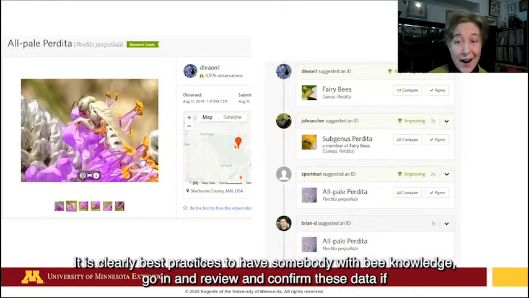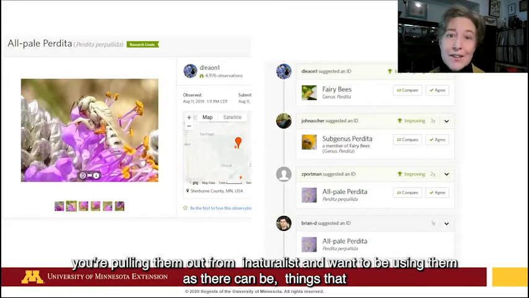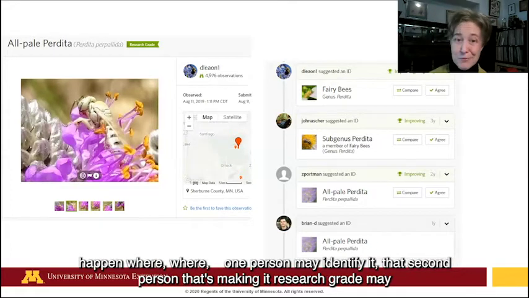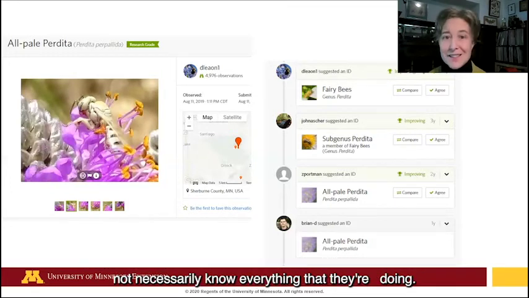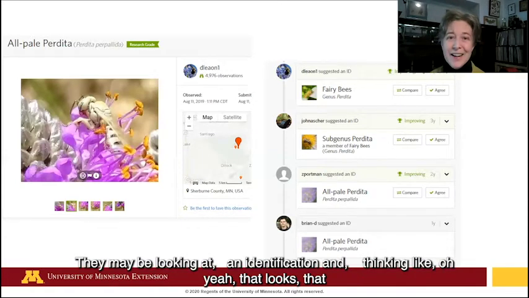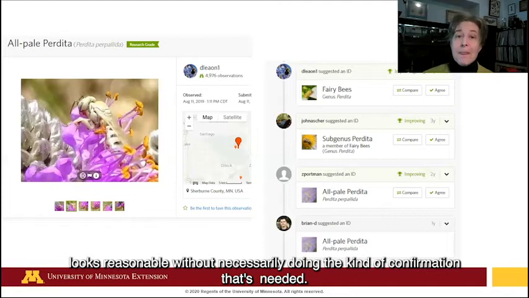It is clearly best practices to have somebody with bee knowledge go in and review and confirm these data if you're pulling them out from iNaturalist and want to be using them, as there can be things that happen where one person may identify it. That second person that's making it research grade may not necessarily know everything that they're doing. They may be looking at an identification and thinking, oh yeah, that looks reasonable, without necessarily doing the kind of confirmation that's needed.